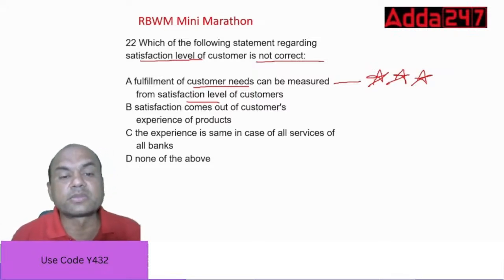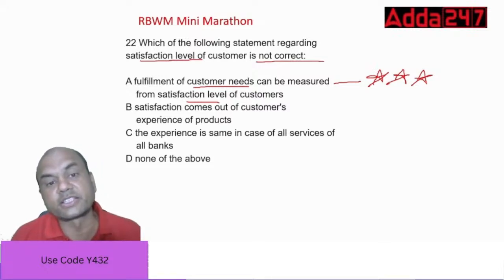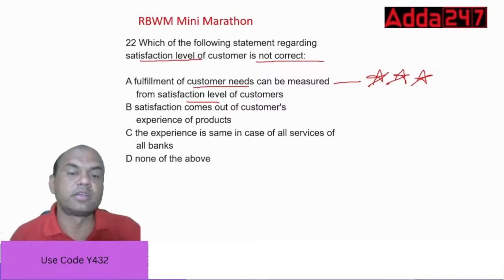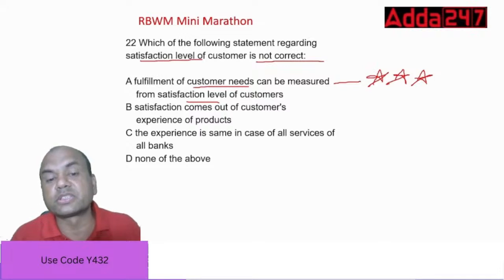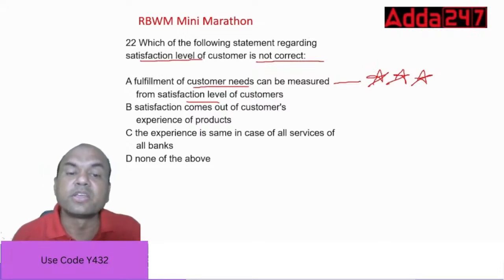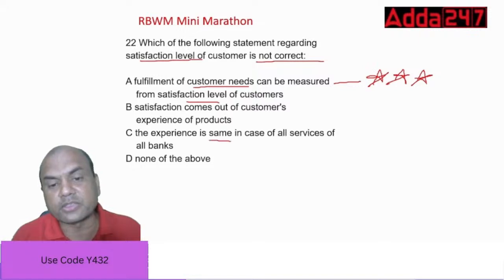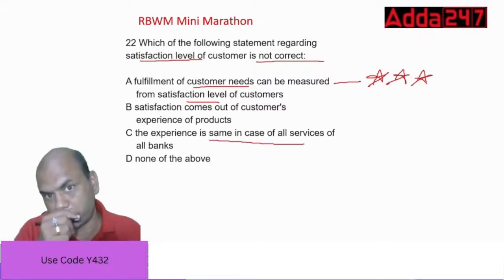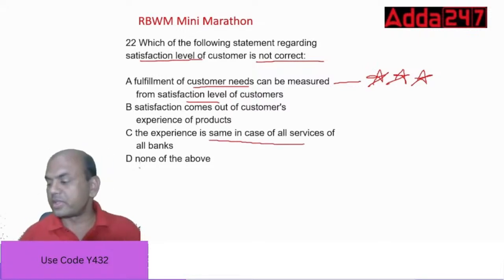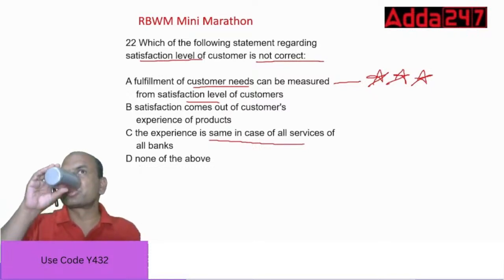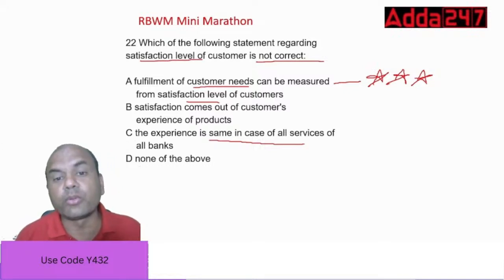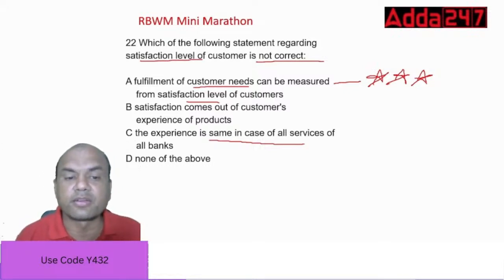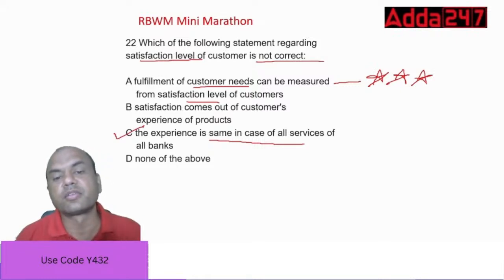Satisfaction comes out of customers' experience of products. What all customer experiences, it comes out from that. The experience is the same in case of all services of the bank. So is the experience the same in case of all the services? Everyone? Is the experience the same? No. So this is not correct. Okay? This is not correct.